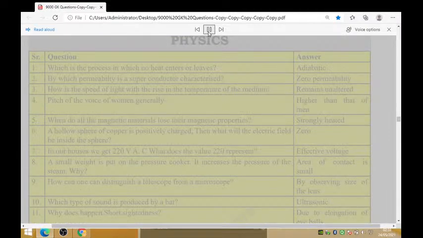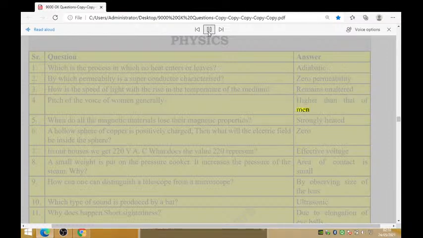Systemic question answer. 1. Which is the process in which no heat enters or leaves? Adiabatic. 2. By which permeability is a superconductor characterized? Zero permeability. 3. How is the speed of light with the rise in the temperature of the medium? Remains unaltered. 4. Pitch of the voice of women is generally higher than that of men.